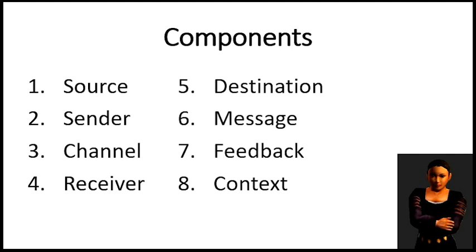The 8th component, the context. For a better understanding of the message, you need to have a context. Like in the example that we just discussed, the information of the message will make sense to a third party only if you know the context. We were thinking about a war as a context. The context is what makes the message complete. It gives further meaning or completeness to the message. So these are the 8 different components. Once again, source, sender, channel, receiver, destination, message, feedback, and context.